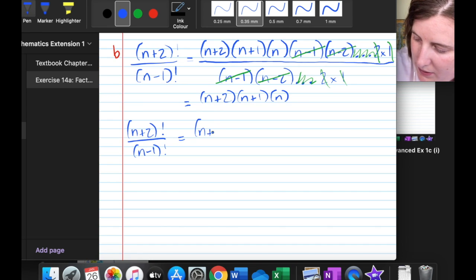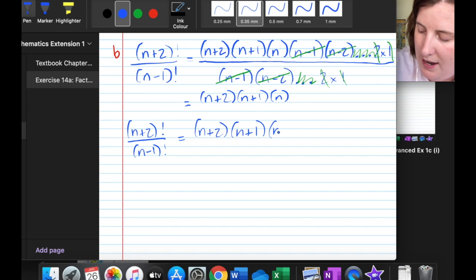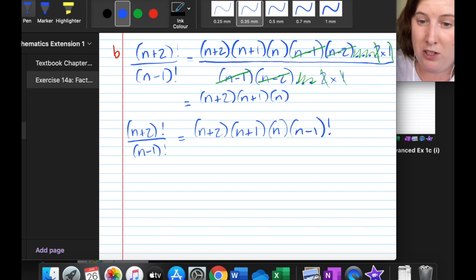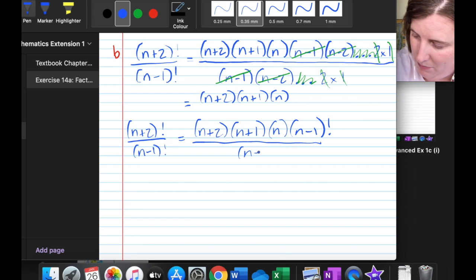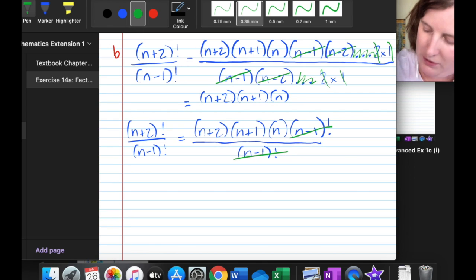So n plus 2, 1 less than that is n plus 1, 1 less than that is n, 1 less than that is n minus 1. And I'm going to stop because I can't bother writing the whole thing out. I did that before. It's a waste of time. All over n minus 1 factorial. So we simplify top and bottom. N minus 1 factorial, n minus 1 factorial. We're left with exactly what we had. And we write it out again just to be nice.